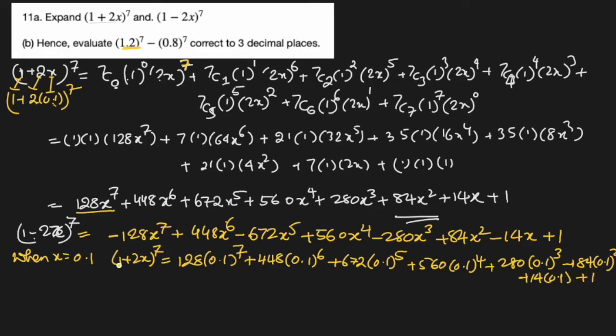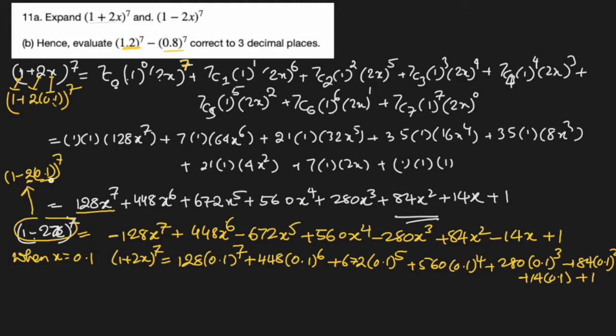And now we will write 0.8 to the power 7. Let's write it above this one. 0.8 to the power 7 can be written as 1 minus 2 times 0.1 again to the power 7.